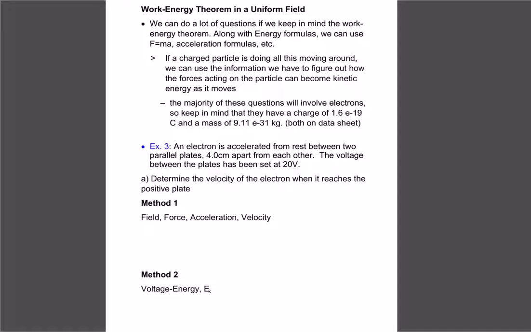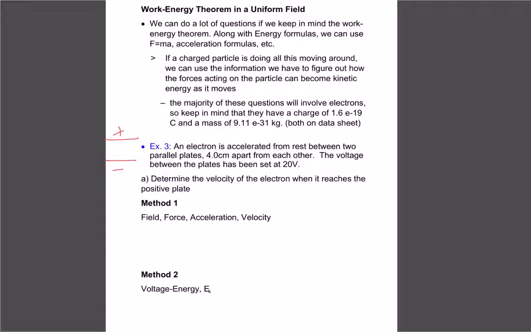Keep in mind that most of these questions are going to involve electrons, protons, alpha particles, so our charges are going to be pretty small, 1.6 times 10 to the negative 19, or 3.2 if it's an alpha particle, and our mass of an electron is pretty small too. All of that data is on your formula sheet, so you don't need to memorize it, but as you use it over and over again, you're going to easily remember these numbers anyway. Okay, so we're going to do another example, and this time I'm going to show you two different approaches you could use to solve it. The question is, we have an electron moving between parallel plates.